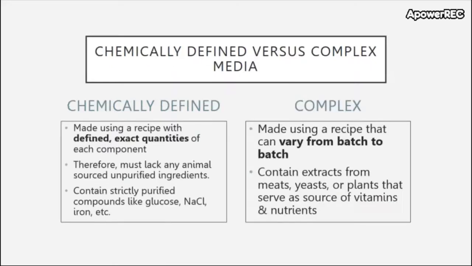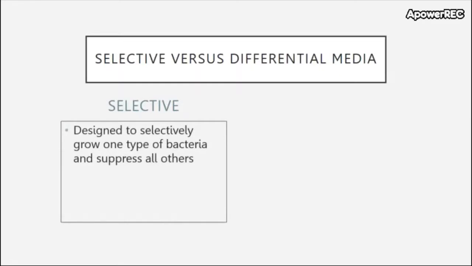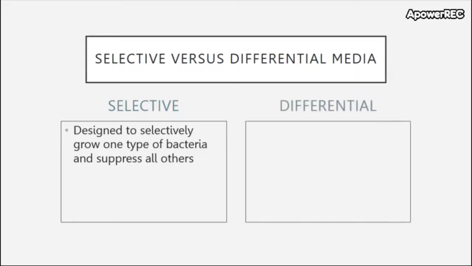Now we can take a look at the methods for growing microbes and how they correlate to the type of media we have. So we can take a chemically defined media, or we can also take a complex media and create either a selective or differential media from it. So a selective medium is designed to selectively grow one type of bacteria and suppress other types of bacteria. Therefore, it's selecting just one group of organisms.